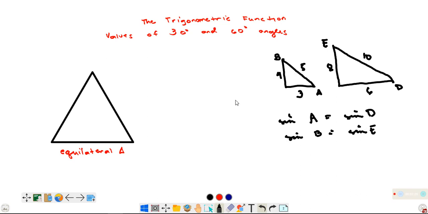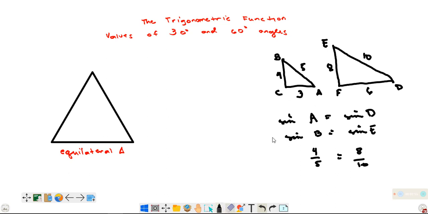So these two triangles, ABC at saka DEF, they are similar. If you are going to check for it, sine A is equal to 4 over 5, while sine D is equal to 8 over 10. So 4 over 5 is equal to 8 over 10. The simplest form of 8 over 10 is 4 over 5.